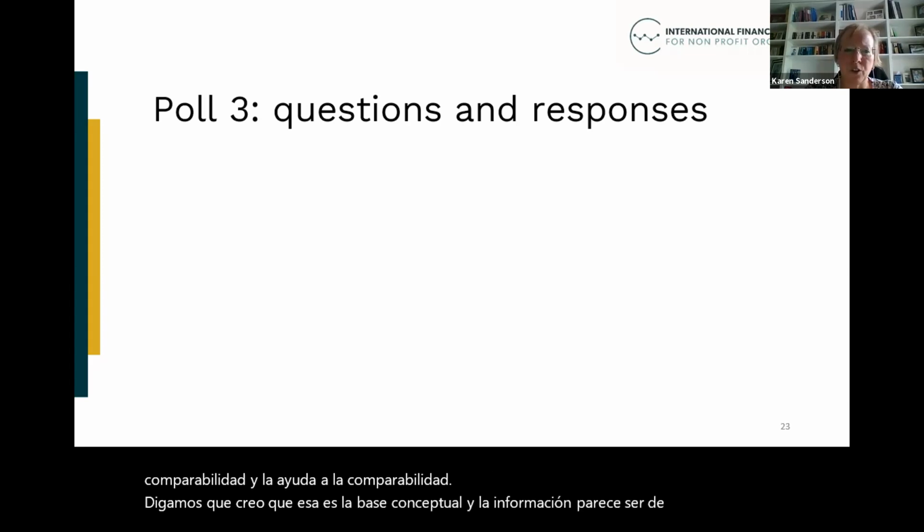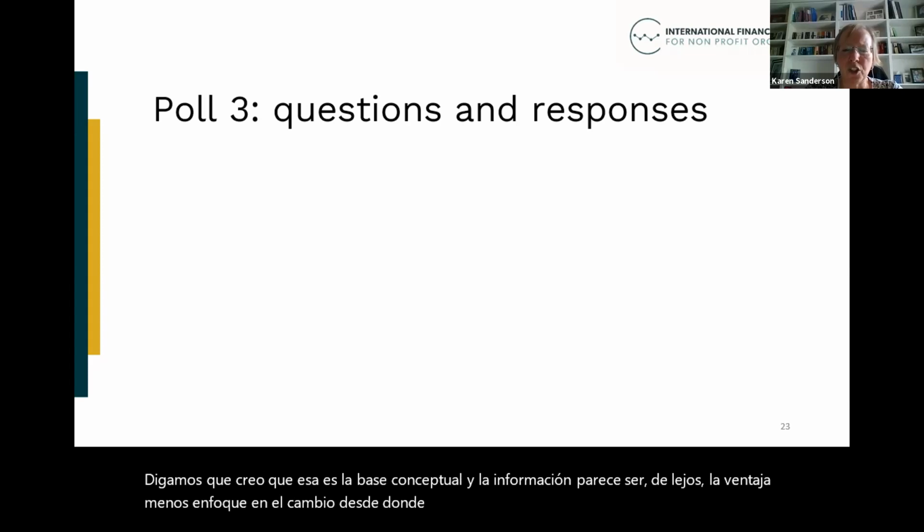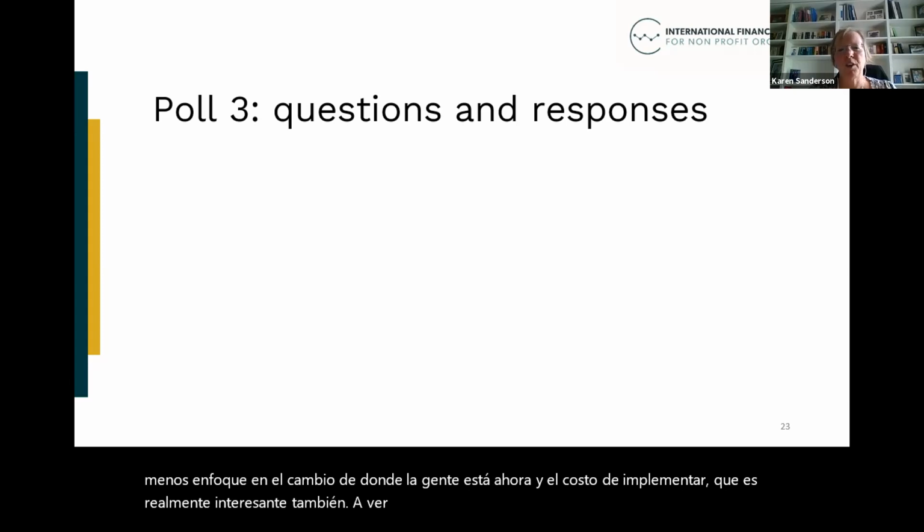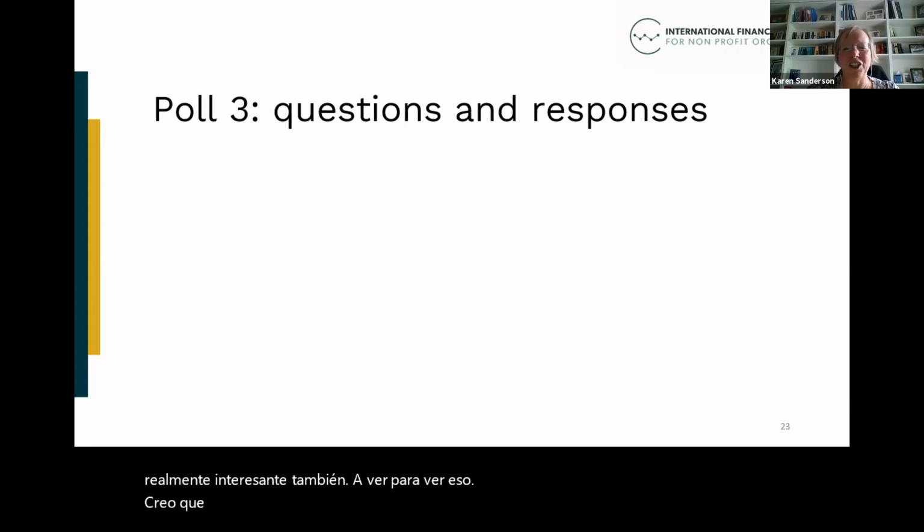Less focus on change from where people are now and the cost to implement, which is really interesting to see. I think sometimes we see that no change is the preference. So good to see how you're thinking about those issues.